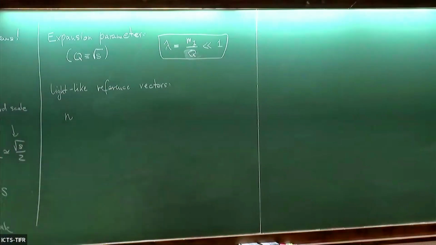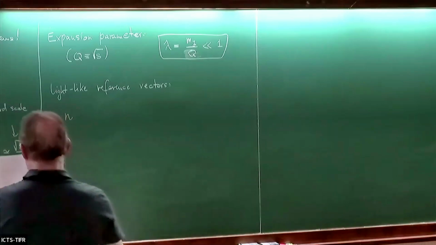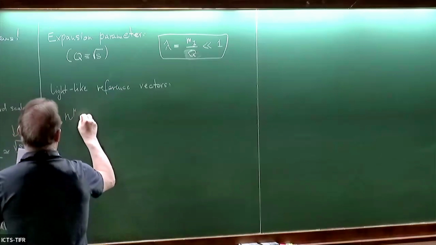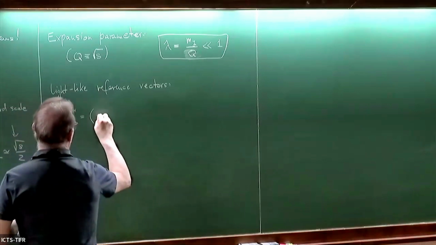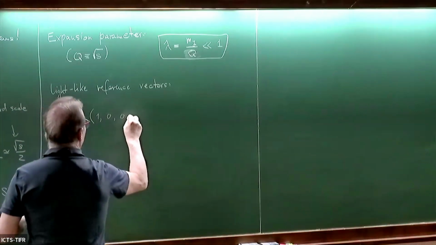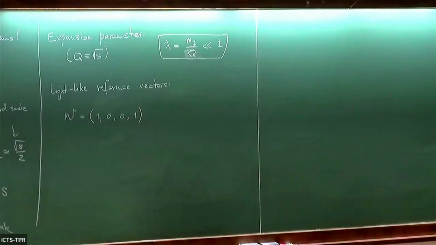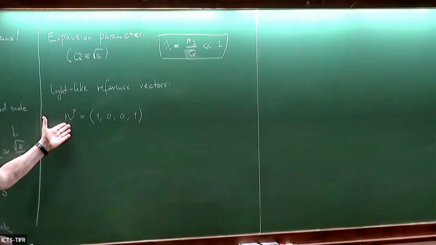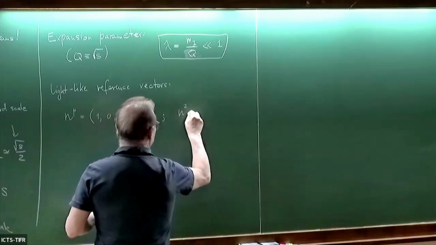N stands for null, because if you square these vectors, they give 0. So I define n mu to be basically a vector that has a 1 in the time component and a 1 in the z direction. And you see this is reasonable because if I'm neglecting m compared to the energy, which is a good approximation, this first jet is E1, 0, 0, E1, so it's E1 times this vector, basically. And notice that this n squared is not 1 like in HQET, it's 0.